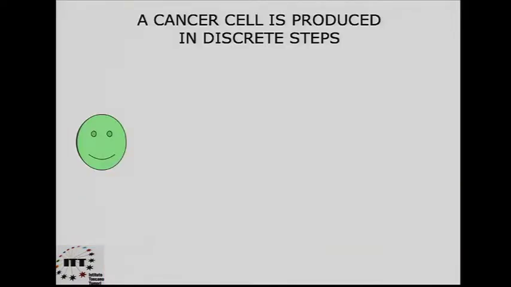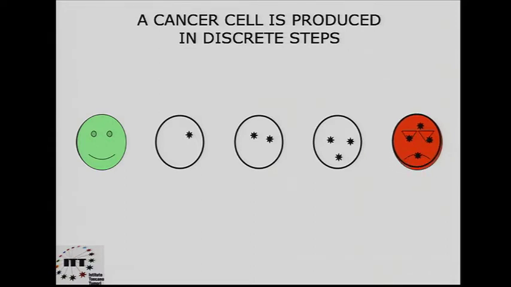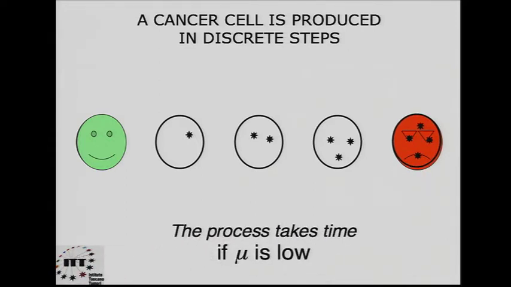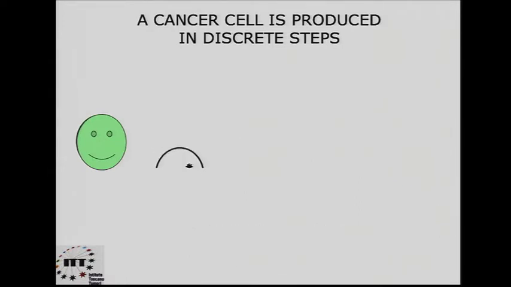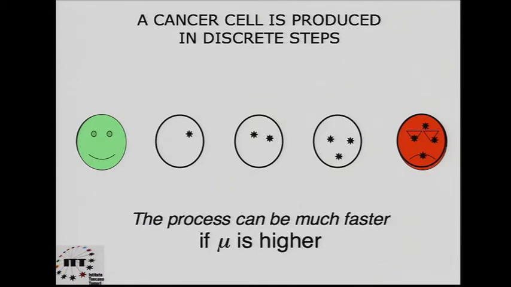Because if we simplify the production of a tumor, then it would be one mutation, then another mutation, then another mutation, and then perhaps you have a cancer cell. That is if mu is low. But what could happen is much faster if mu is higher. So can we measure mu, and what is mu in different people?